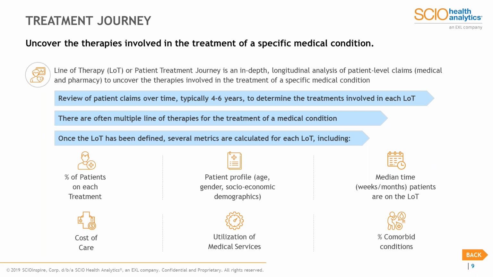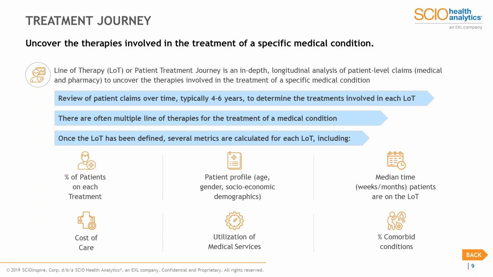And once a line of therapy has been defined, several metrics can then be calculated for each line of therapy, including the following. First of all, we take a look at just the number of patients on each treatment. So this defines the patient volume by line, which helps us to understand the number of patients being treated by line and by associated regimens. The patient profile, such as clinical age, gender, socioeconomic, demographic information, etc. This is a pretty vital and important set of metrics that allows us to gain a better understanding of the patient profile, or personas, as John just talked about.